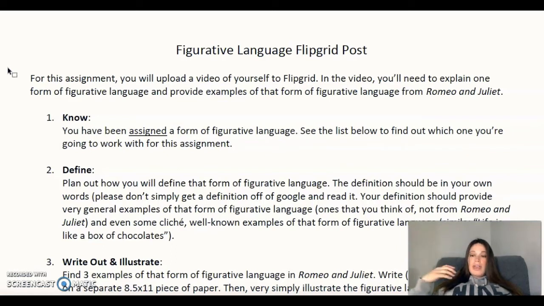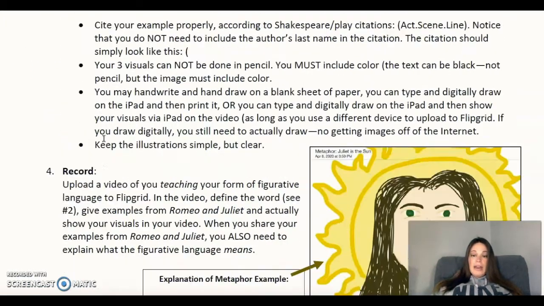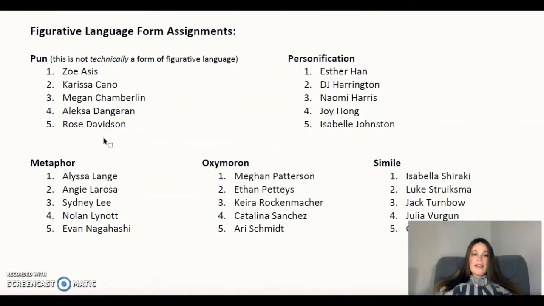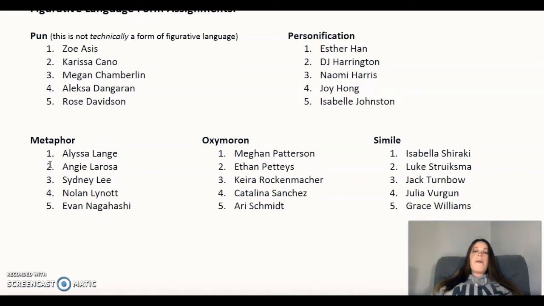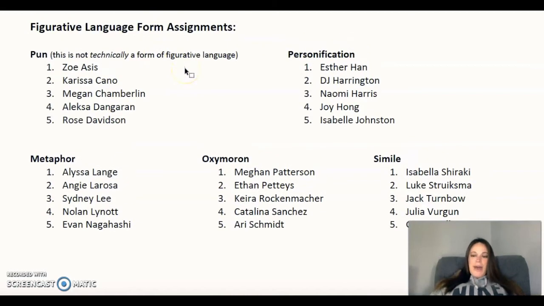Before you start thinking about which form of figurative language you'd like to explain, please understand that you have been assigned a form of figurative language. It is down at the second page. Take a look and find where your name is and figure out what form of figurative language you are going to be working with. You're either going to be doing a metaphor, simile, oxymoron, personification, or pun, which I know is technically not figurative language, but it's still worth exploring. So we're going to do it, all right? Make sure that you're aware you have been assigned a form of figurative language. It's not something you just get to choose, okay?